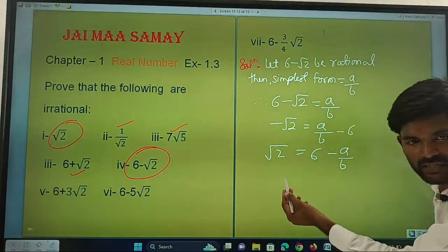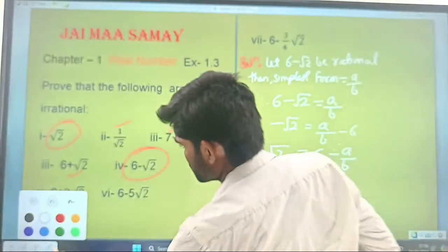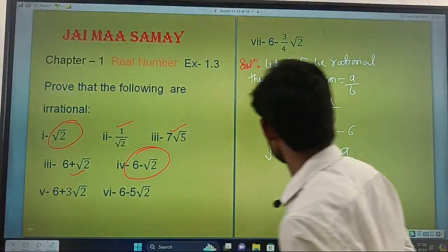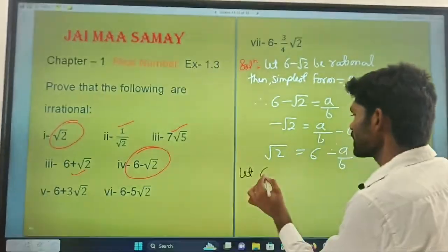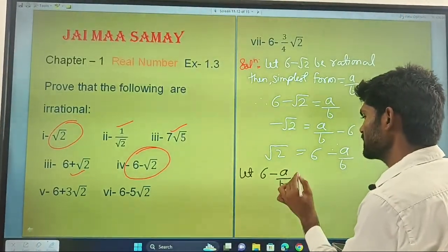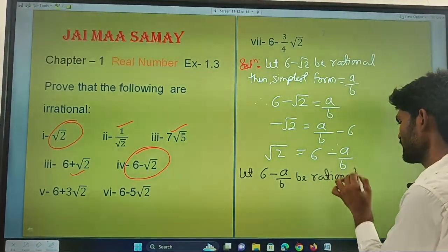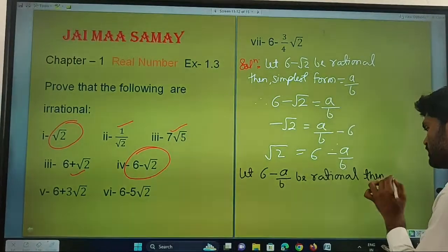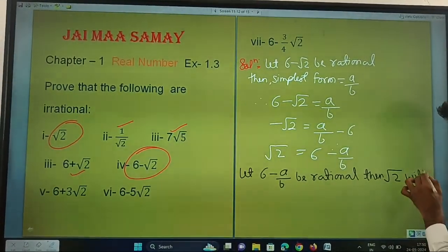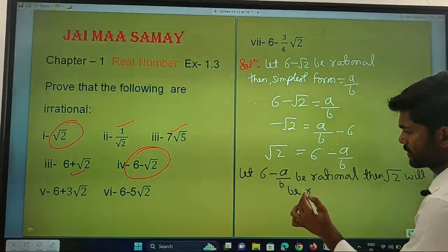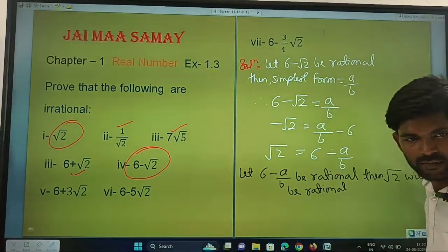But this is irrational. Okay, writing the statement: 6 minus root 2 is irrational. Let 6 minus A upon B be rational. Okay. Then root 2 will be rational. Clear?